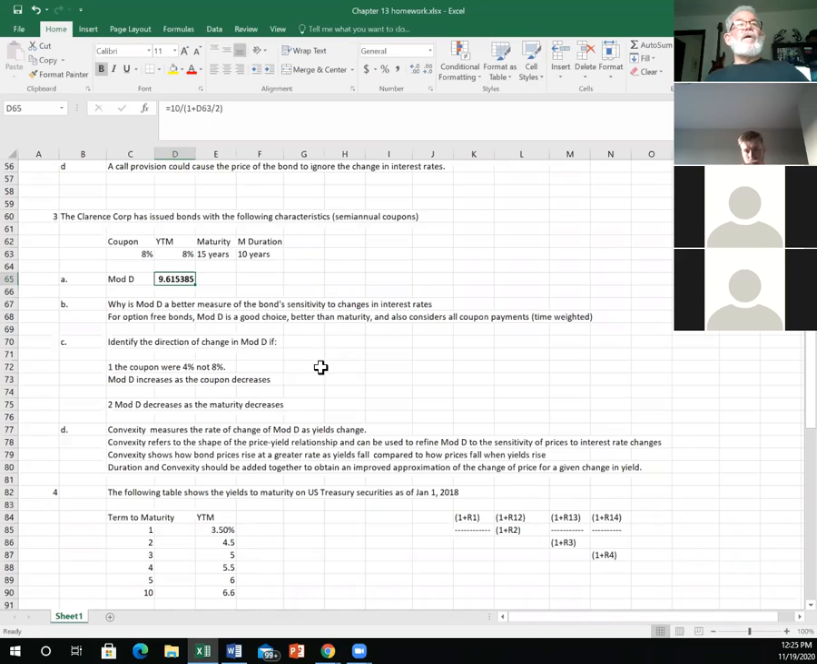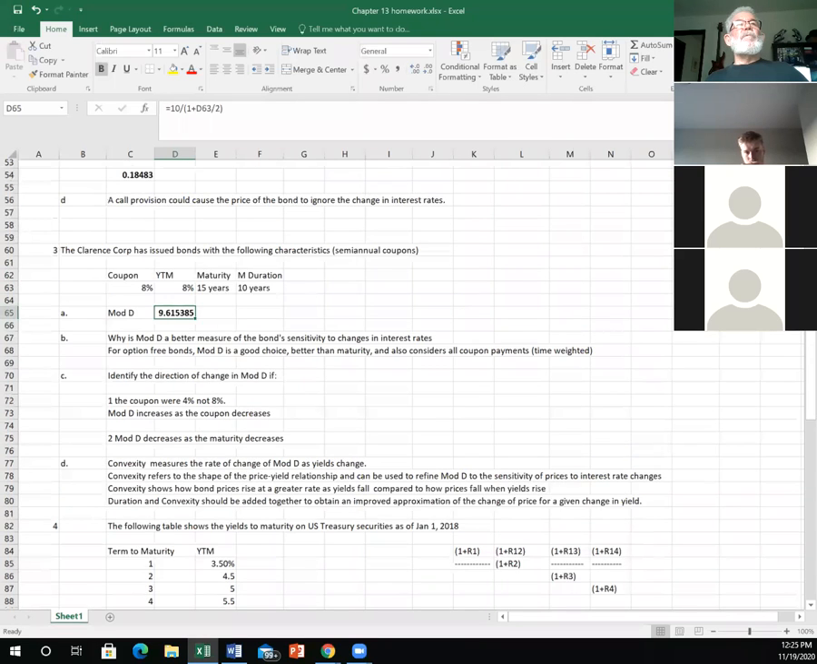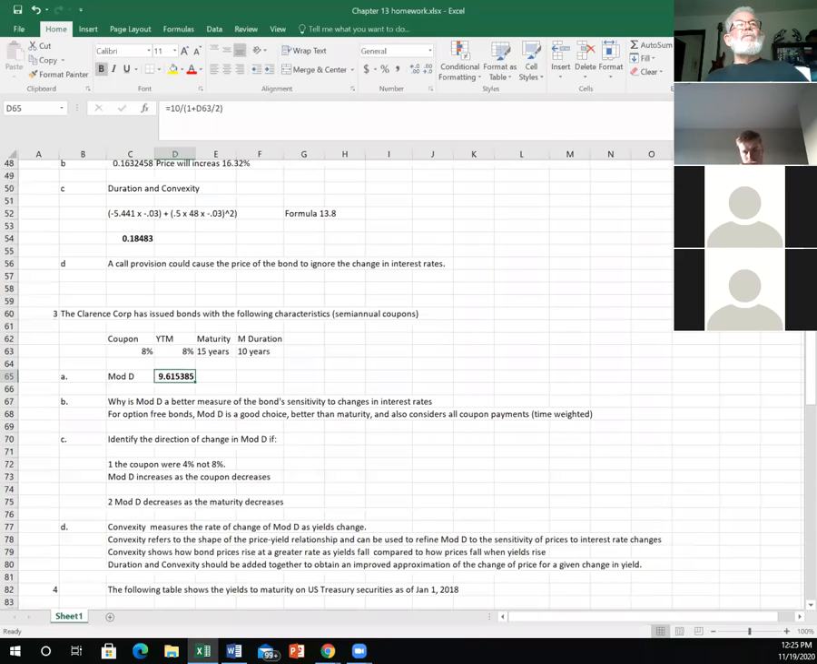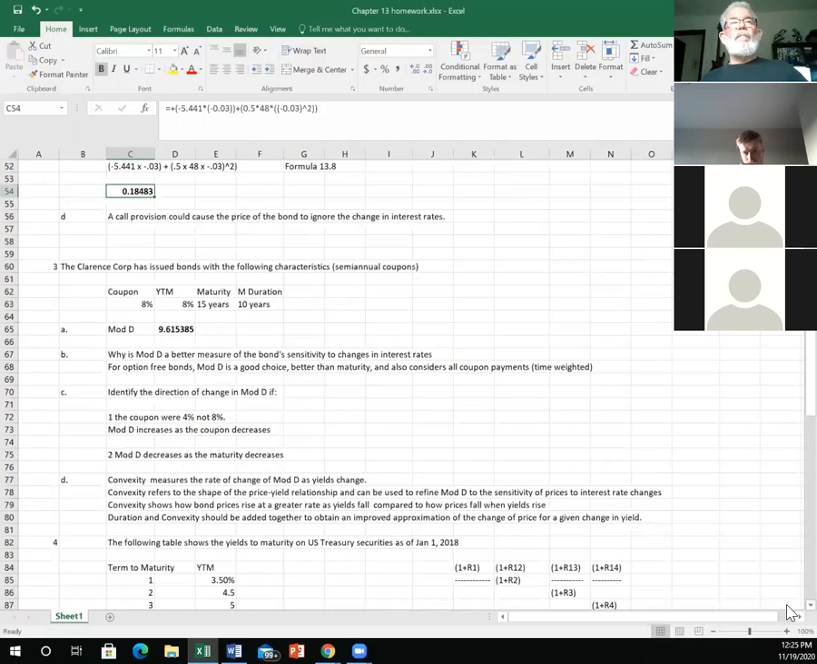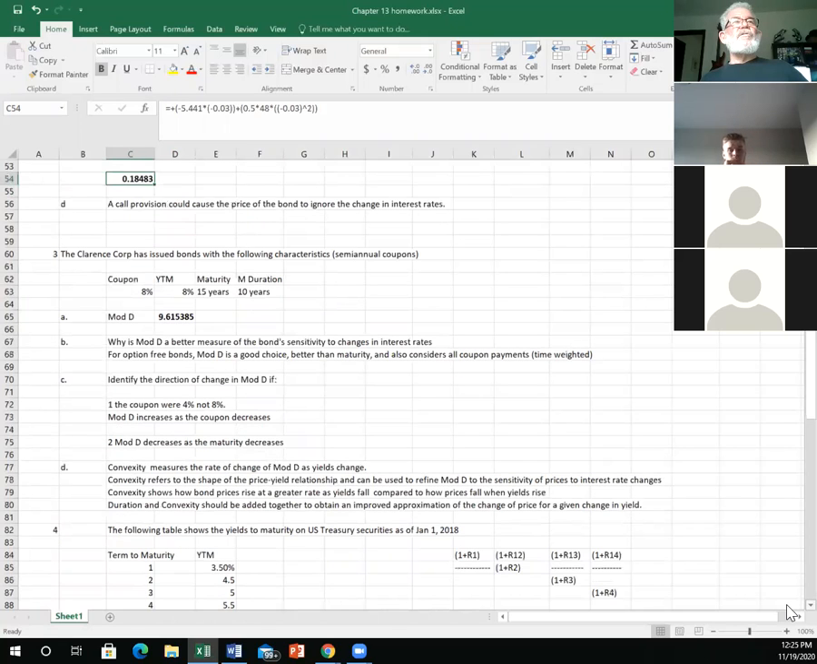The example for that is in the previous problem back here. We can see that if we just use duration, the price will increase 16%. But if we add convexity into it, we can estimate that the price will rise 18%. So a little more efficiency.